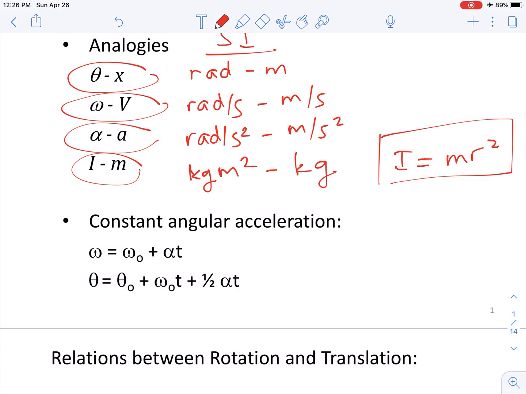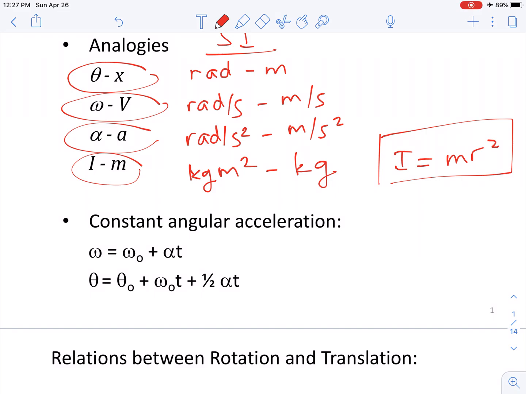The next thing we did was our mapping. It's nothing new. We just use mostly the Greek symbols for angular motion, and we use the same descriptors: position, velocity, acceleration. That's how we started, and we looked at the units and the relations.